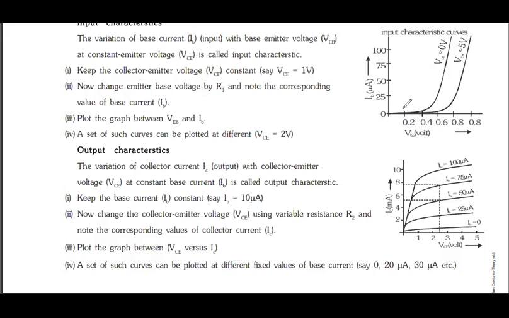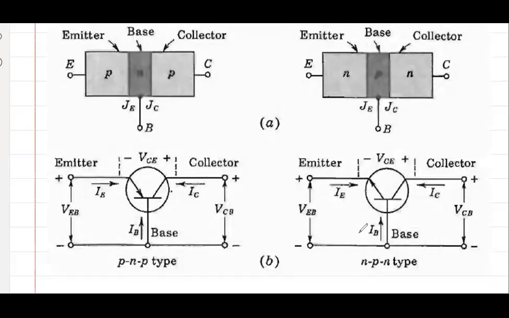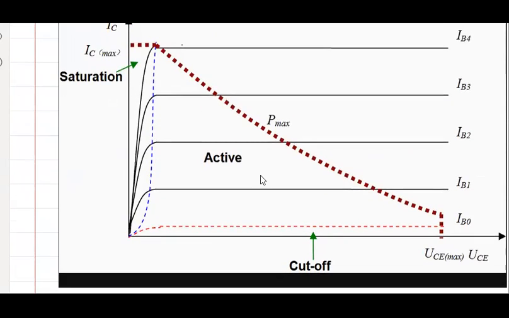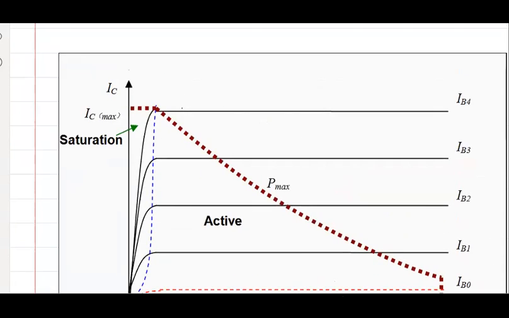Okay, right? Now, let's see what will happen to voltage. This was about current, right? So this is your output characteristic. If you can see, this is your output characteristic, right?